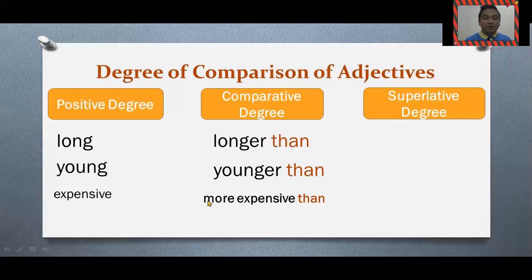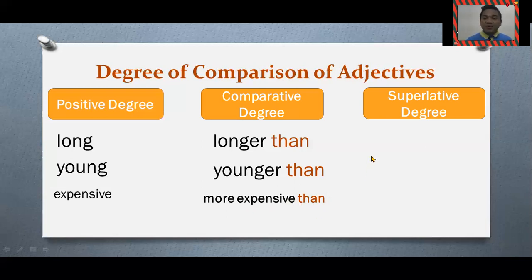Instead, you're going to put more before the adjective. Again, we're going to add the word more before the adjective. So you'll say now, more expensive than. Why more expensive? Because expensive has three syllables. And when the adjective has two or more syllables, you're going to add more before the adjective. So you will say now more expensive than.